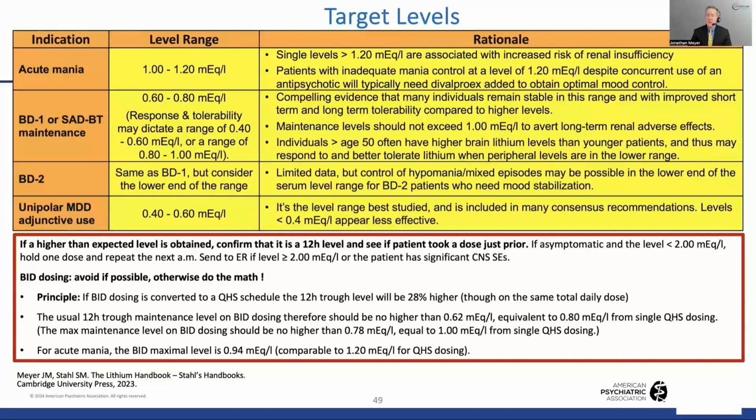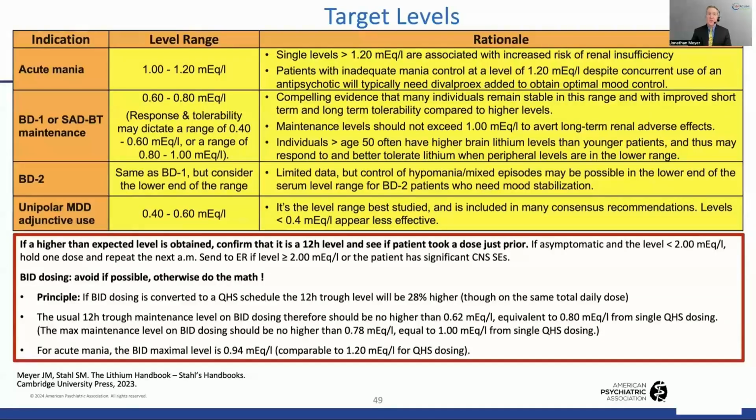Much less literature on bipolar 2. We tend to use levels kind of comparable to bipolar 1, but because there really is no risk of mania in bipolar 2, it's only hypomania, we'll often start with levels of 0.4 to 0.6. And for adjunctive use, we use lower levels for unipolar depression. I've talked in prior episodes about using lithium once a day. That is now the standard of care because multiple daily dosing causes more renal dysfunction.